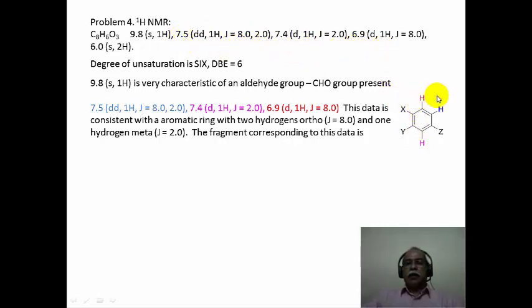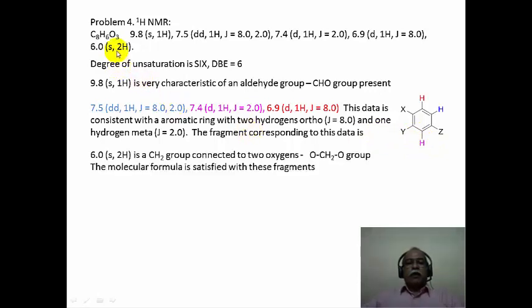If you look at the red hydrogen, it has an ortho coupling partner of about 8 Hertz coupling constant, and the blue hydrogen also has the 8 Hertz coupling partner as well as the 2 Hertz coupling partner, which is the meta coupling partner. So the 7.5 delta value corresponds to the blue, and the 6.9 corresponds to the red, and finally the 7.4 corresponds to the magenta colored hydrogen in this particular molecule.